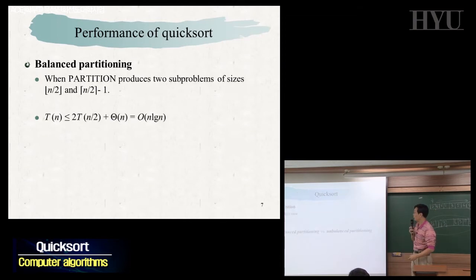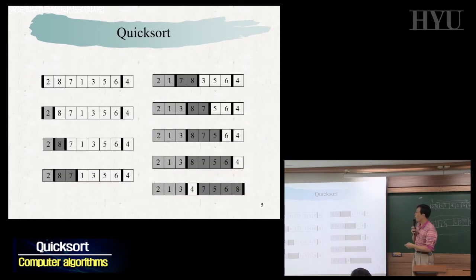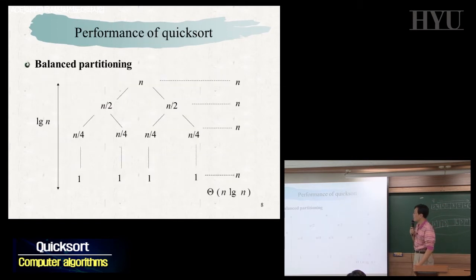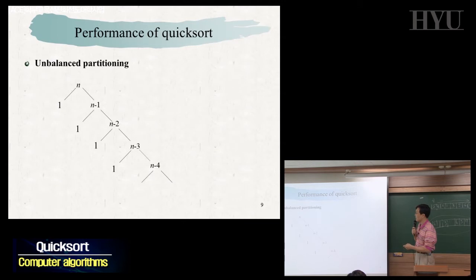For example, if one is selected as a pivot, then one is placed here and all the elements will lie here. That's the worst case unbalanced partitioning, like this. Pivot and others, pivot and others, pivot and others.